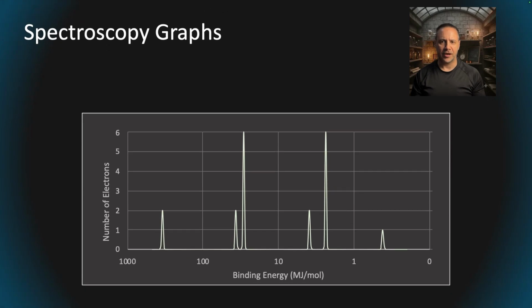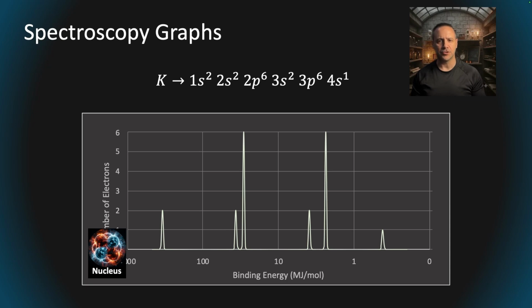A spectroscopy graph is broken down into energy levels, then orbitals, the same as electron configurations. This graph of potassium mirrors its electron configuration. And one trick that will help, picture the nucleus of an atom as being right here at the origin, then build from the core out to the valence. Potassium has one orbital in the first energy level, and that's this single peak on the left, which makes sense since the first energy level will be closest to the nucleus.